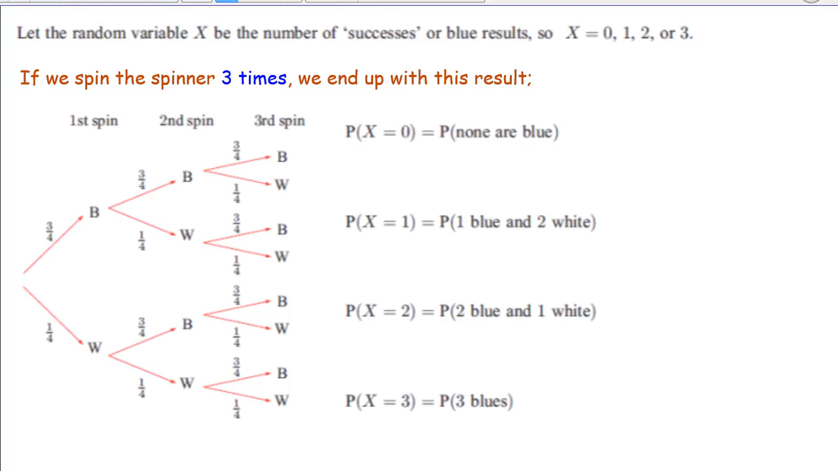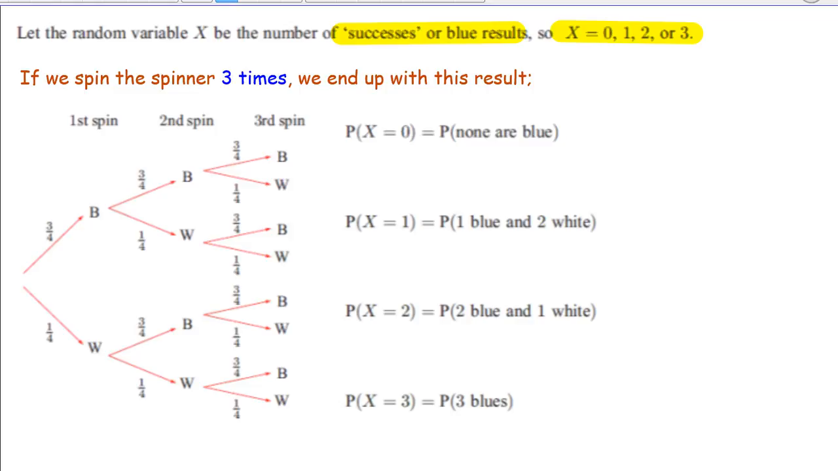So here's an example. Let the random variable x be the number of successes or blue results. Because this is a discrete random variable, it can take 0, 1, 2, or 3. What I mean here is the number of blue results. If we spin the spinner 3 times, we can end up with 0 blue results, 1 blue result, 2 blue results, or 3 blue results. So x can take these values.